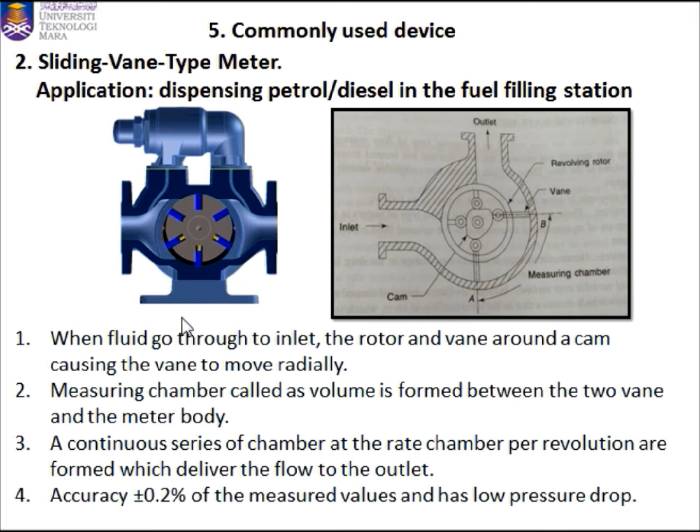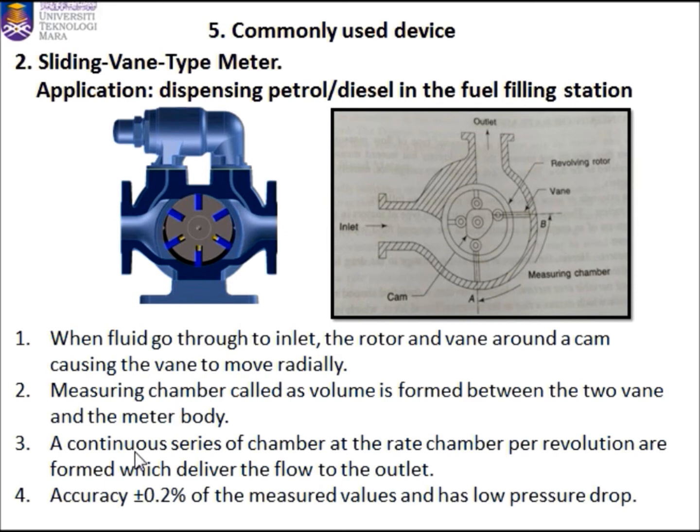When fluid goes through the inlet, the rotor and vanes move around a cam, causing the vanes to move radially. A measuring chamber called a volume is formed between the two vanes and the meter body. So from A to B is the measuring chamber. So you have a constant volume of the fluid.